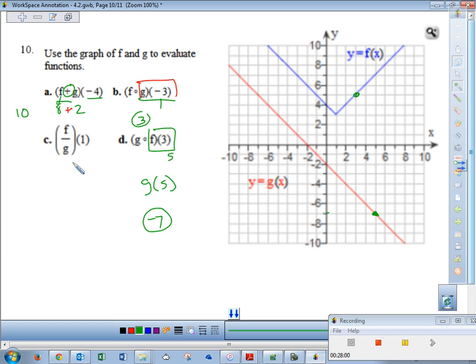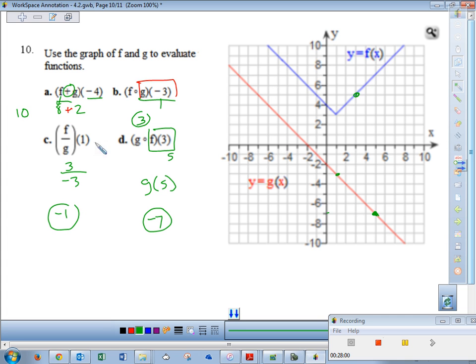Part C, not a composite. Plain old operation. Find f of 1. What's f of 1? F is the blue guy. What's f of 1 again? 3. Divide it by g of 1. G of 1 is negative 3. Y'all cool with that? And then 3 divided by negative 3 is negative 1.